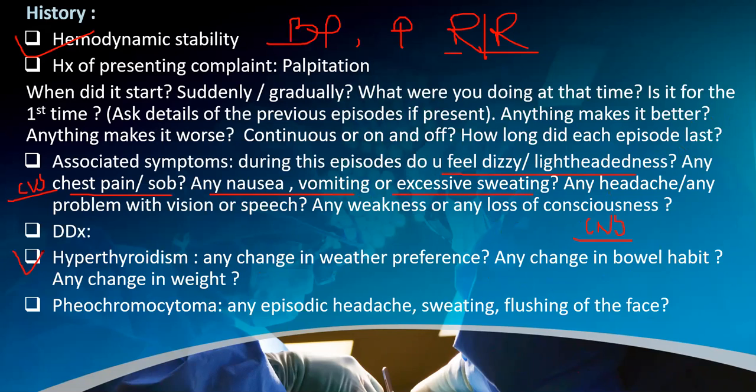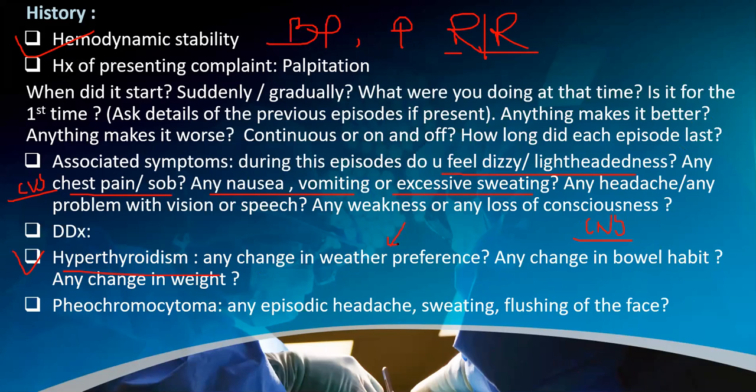So endocrine. For endocrine, we have hyperthyroidism. Always try to ask one or two questions for each of the DD. So any recent change in your weather preference, that's mainly for any thyroid condition. Why do you ask it? Because people with hyperthyroidism usually feel really hot and sweaty, so they usually prefer cold weather. Just the opposite happens in a hypothyroid patient. They feel really cold, so they prefer hot weather.